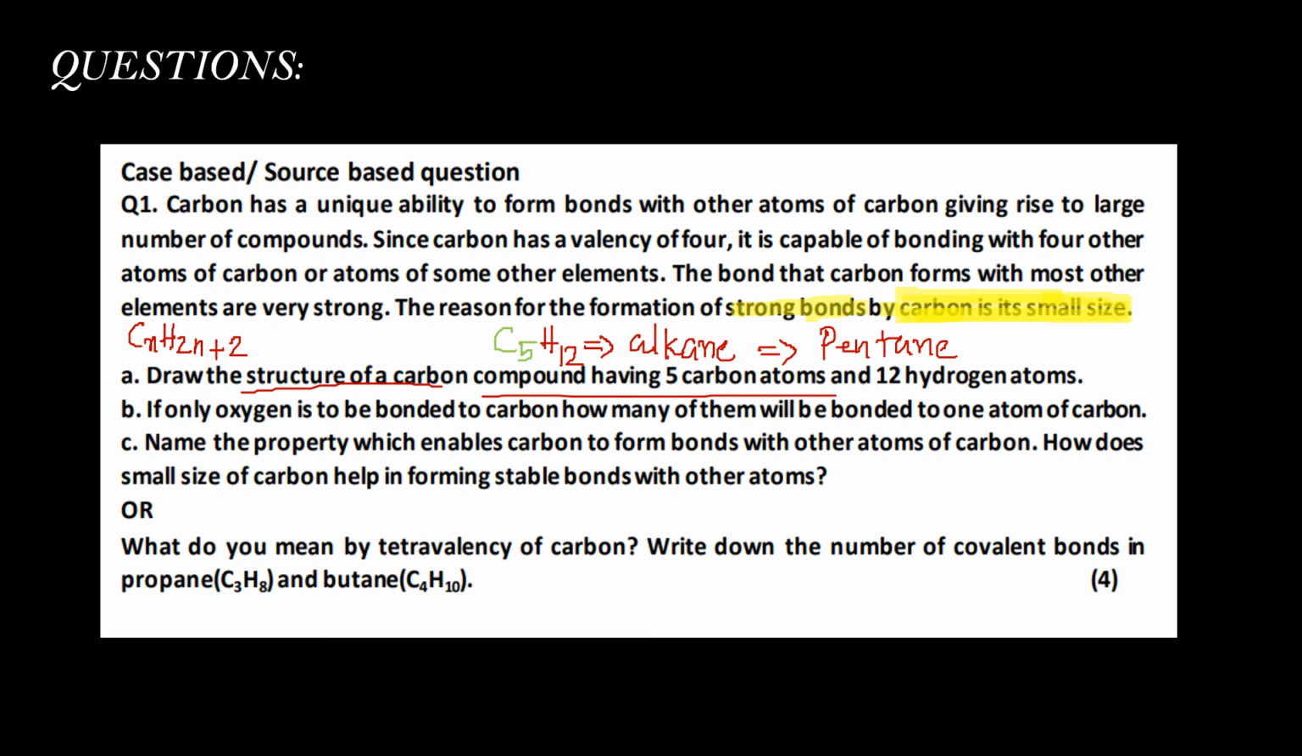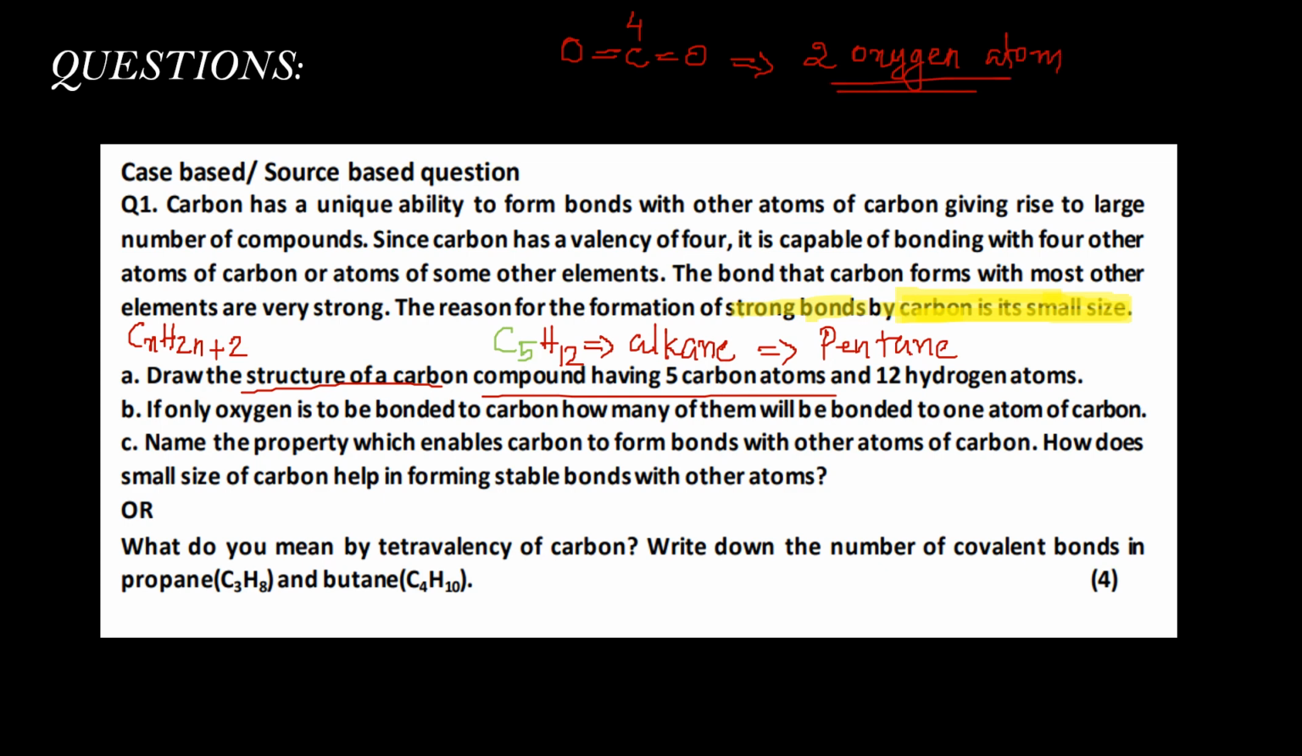Now, if only oxygen is to be bonded to carbon, how many of them will be bonded to one atom of carbon? So, if only oxygen is bonded, C double bond O. Again, one more. What is the valency of carbon? Valency of carbon is 4. So, how many oxygen atoms can be bonded to a carbon atom? 2 oxygen atoms can be bonded to a carbon atom.